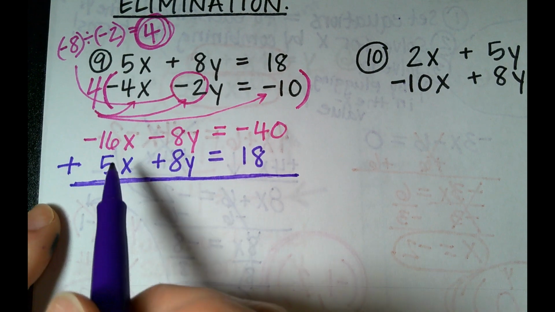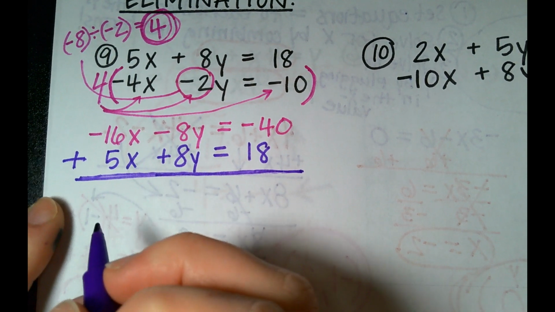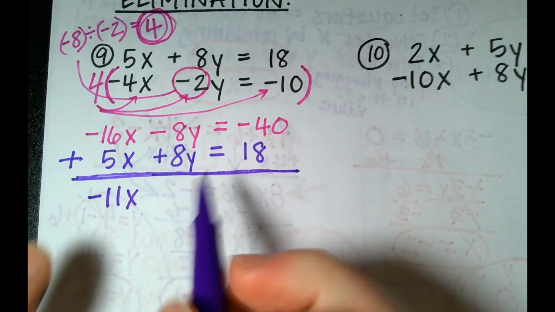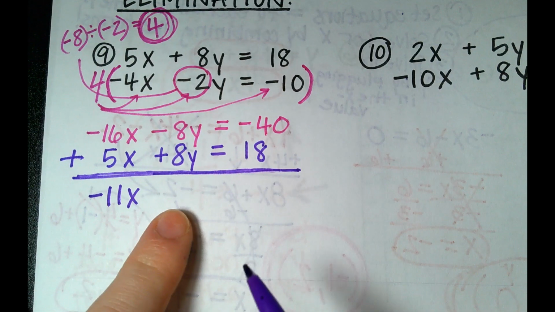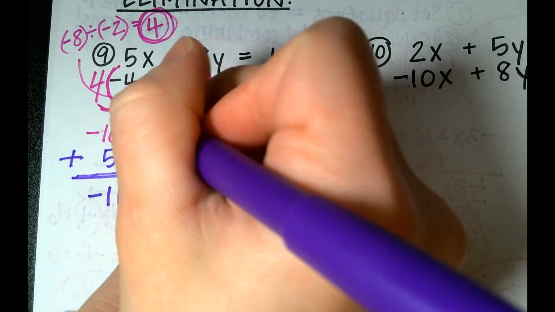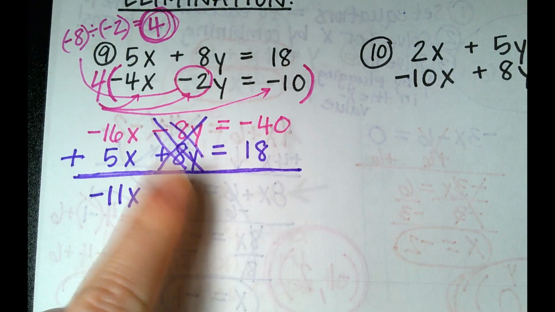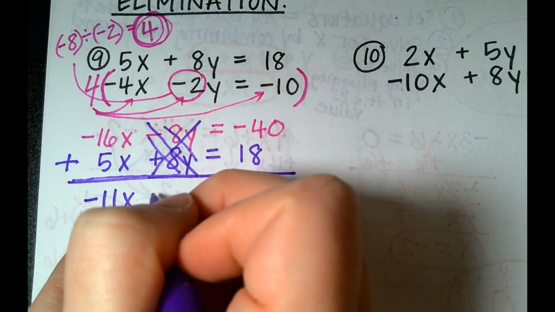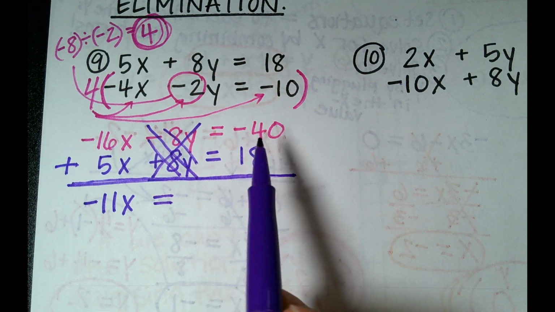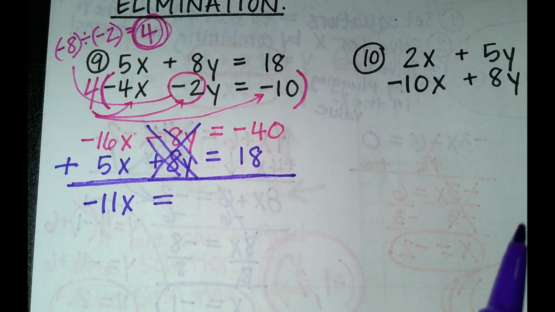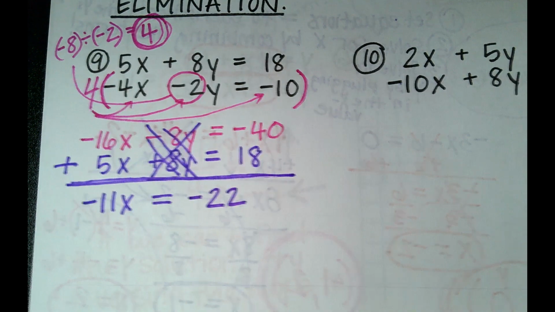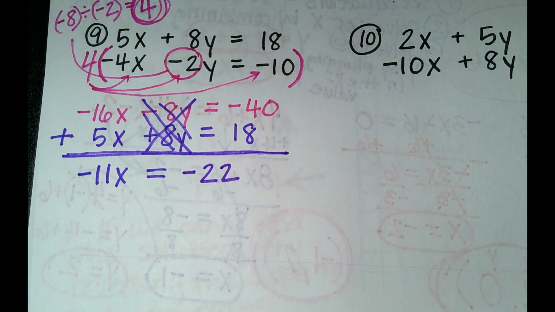Okay, so let's start going down the line. Negative 16x plus 5x. What will that give me? Negative 11x. Minus 8y plus 8y, they cancel. That was the whole point. We eliminated the y's. What comes next? Yes, the equal sign. Bring down your equal sign. Now I have negative 40 plus 18. Negative 22. All right. We're almost done solving for x.